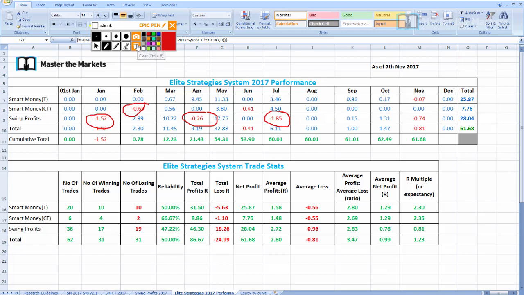But also, what you want to notice is that when the profits come, they cluster around a certain few months. Look at that. 9.45, 11.33. This was a big one here. 17.75, minus 0.26. And then we had a very big month in May, 32.88%. Now, this is what I want you all to observe: towards the end of the year, you can see that the profits are very, very small and minute, and the losses are very small as well.